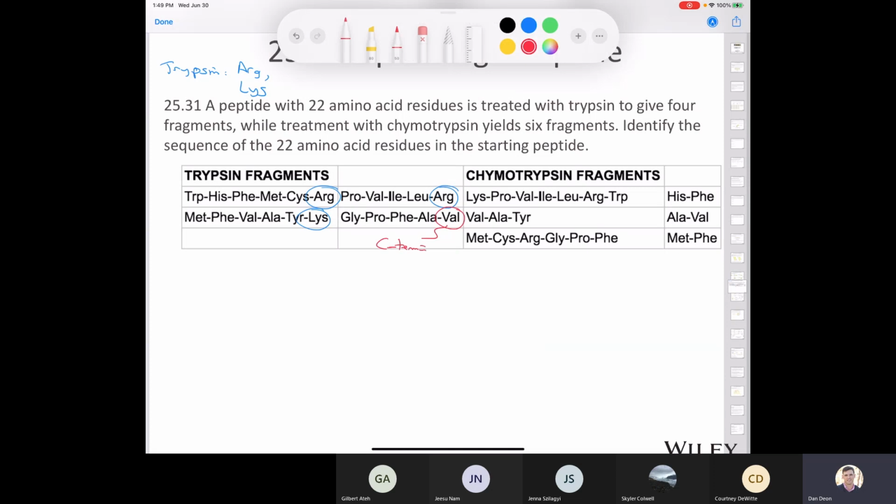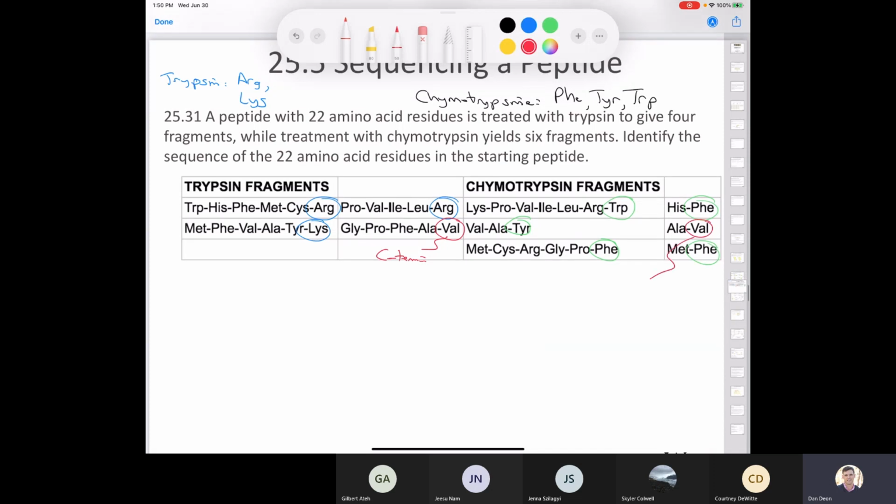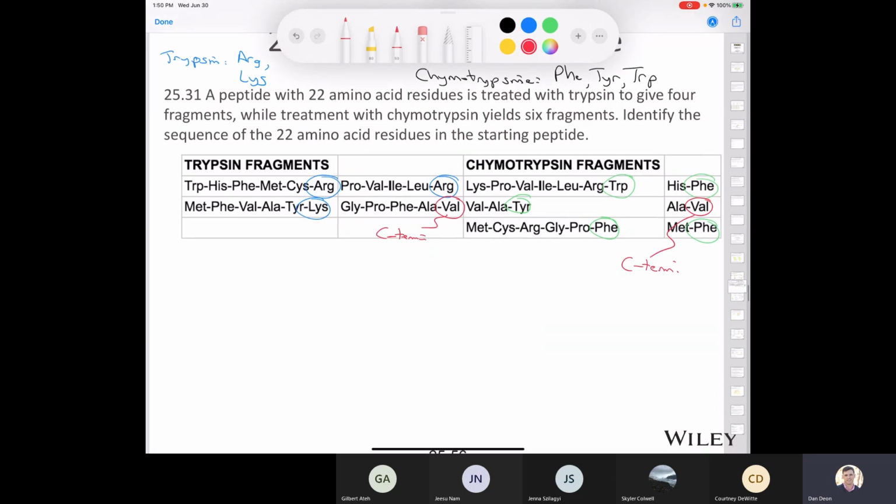Okay, let's do the same thing with the next one for chymotrypsin. Chymotrypsin is going to cleave on the carbonyl side of phenylalanine. Okay, what else? Tyrosine and tryptophan. So if we look over here, let's see, we got tryptophan, tyrosine, phenylalanine. Oh, we've got a valine. Okay, so again, this suggests that this is the C terminus. So we know what the C terminus is.